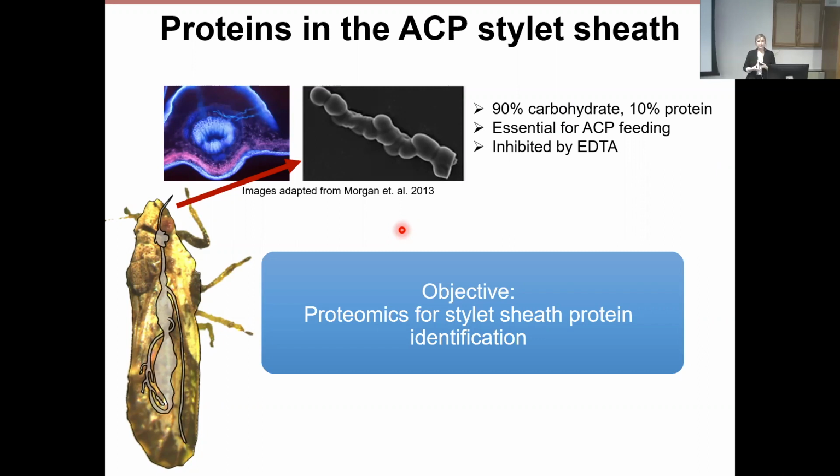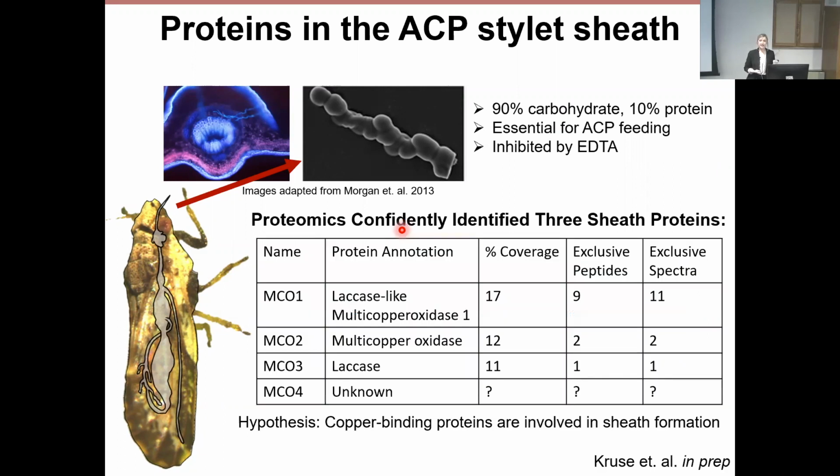And when I did proteomics on this structure, strikingly, I only identified 3 abundant proteins. And they are a laccase-like multi-copper oxidase, a multi-copper oxidase, and a laccase. And I should note that we also identified a 4th unknown protein, which is metal binding, but that doesn't match to any spectra in our databases. And so this is really intriguing, and it might indicate that our genomic resources need to be improved, or perhaps this protein is heavily modified and therefore can't be identified with mass spectrometry. But for the rest of this section, I'm going to focus on the abundant proteins that we can identify, which are named MCO1, 2, and 3.